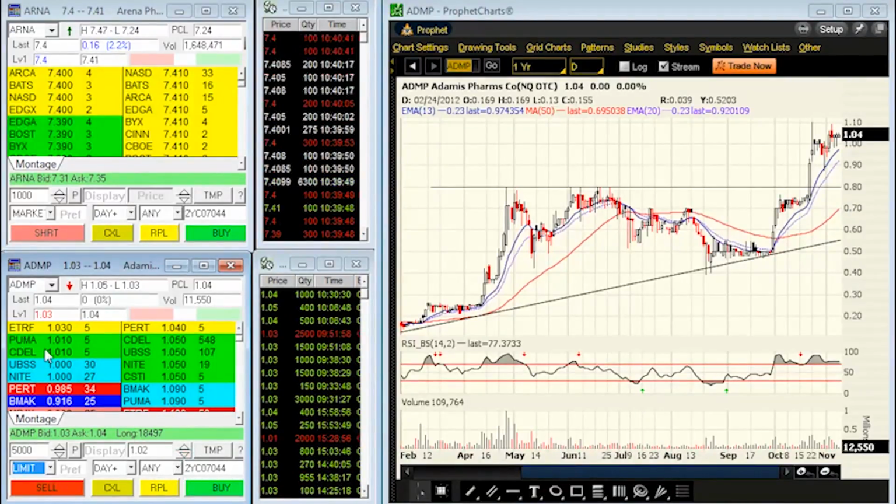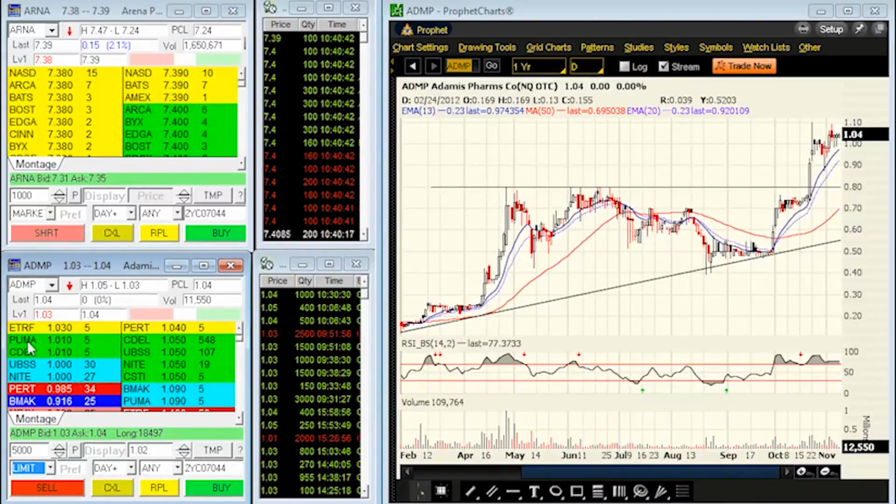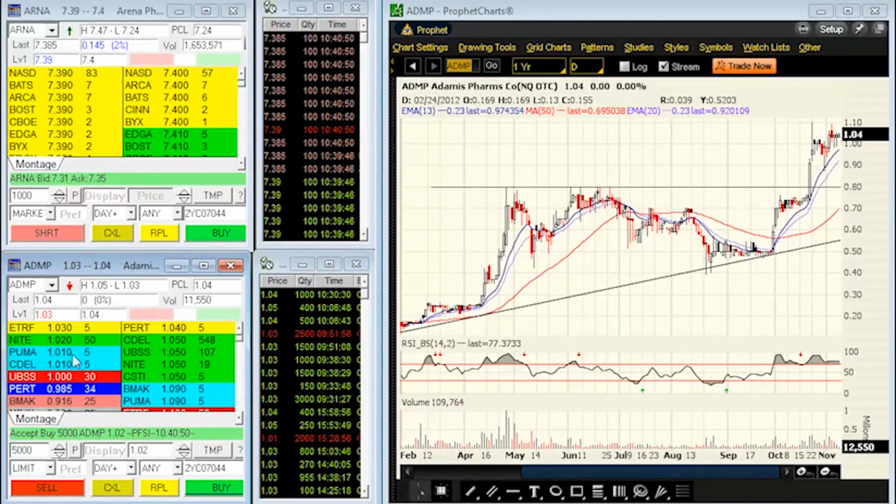So watch what's going to happen. If I push the buy button, you're going to see my bid here with the 50 next to it at 1.02. Now you can see that's my order right there. I just put in a bid to buy this stock at $1.02 for 5,000 shares. So now this kind of turns the tables a little bit.